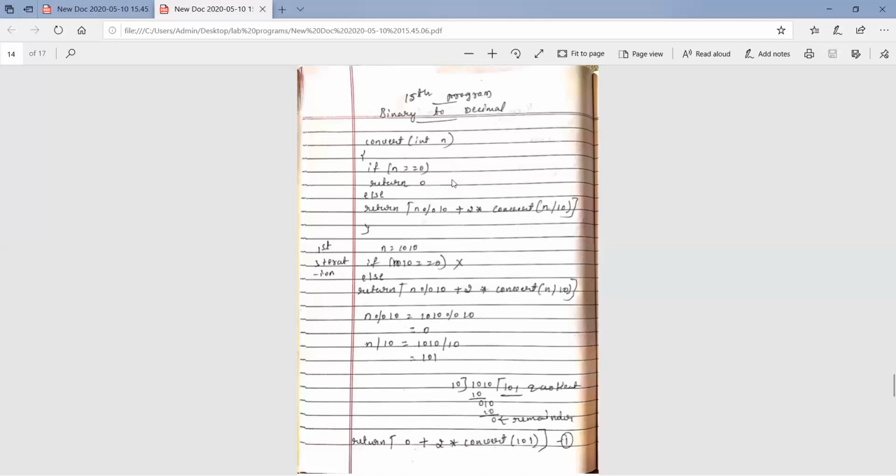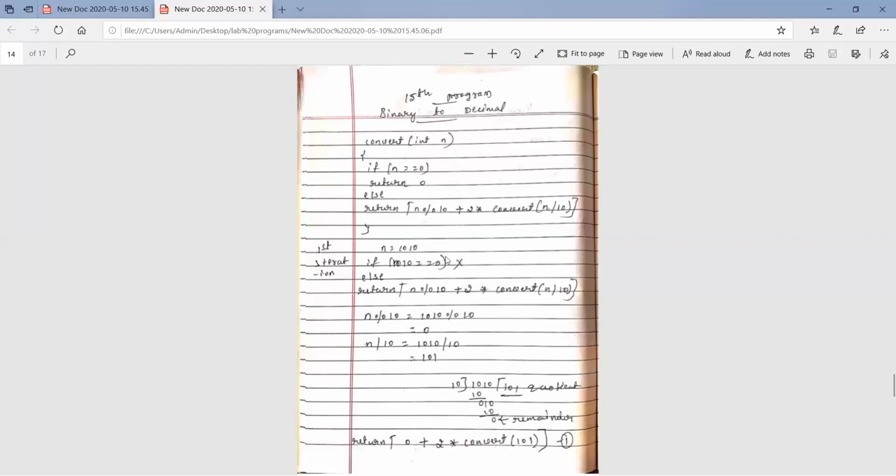Let's see how this set of instructions is executed. I consider n as the binary number 1010, and for this we have to find the equivalent decimal number. In the first iteration, first we check whether the n value equals 0. Is 1010 equal to 0? No, the condition is false, so the compiler executes the else part. In the else part, the return statement returns n modulus 10 plus 2 star convert of n divided by 10.